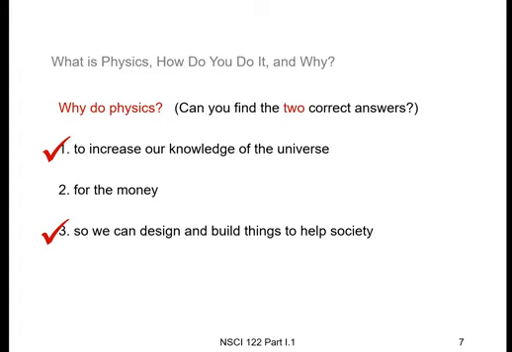And yes, you can do it for the money. So I guess number 2 is correct, but I think number 1 and 3 are maybe a little bit more important about why we do physics. Although it's nice to make a little bit of money when you do it also.